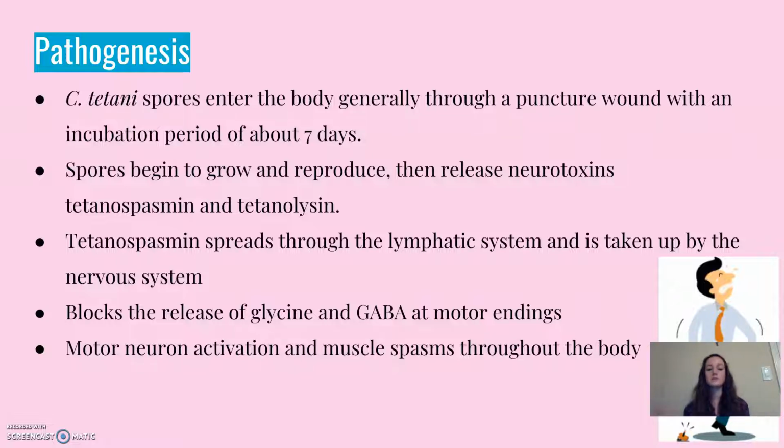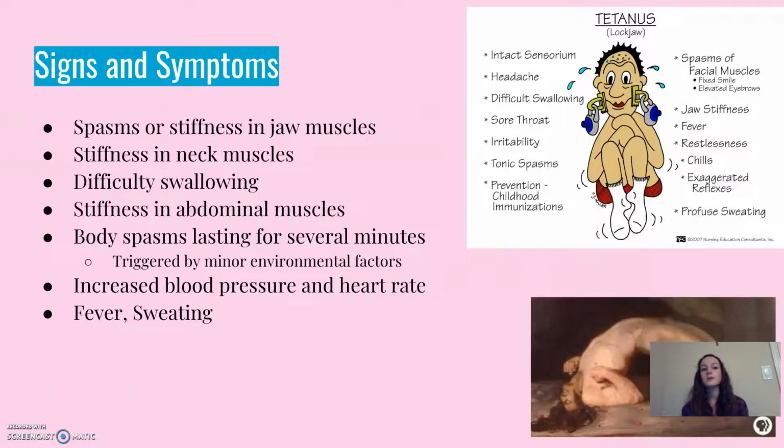So this causes involuntary motor neuron activation and muscle spasms throughout the body, which is one of the hallmarks and characteristics of tetanus. The other signs and symptoms of tetanus: spasms or stiffness in the jaw muscles. That is why tetanus is commonly known as lockjaw. And then you have stiffness in your neck muscles, difficulty swallowing as a result of that. You have stiffness in your abdominal muscles, and really painful body spasms that can last for several minutes.